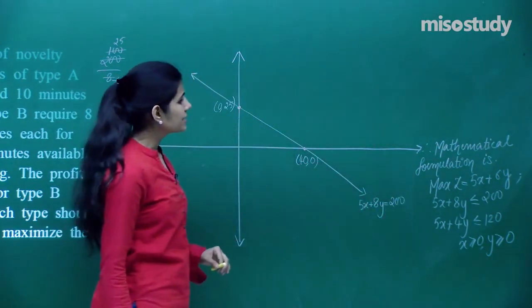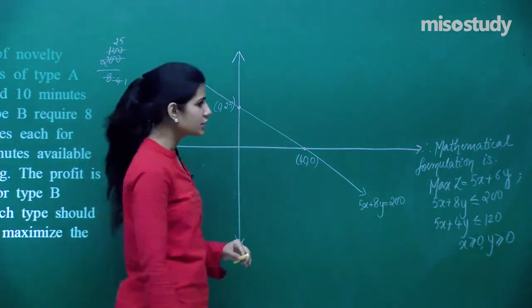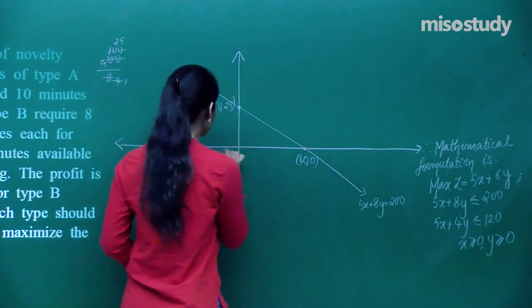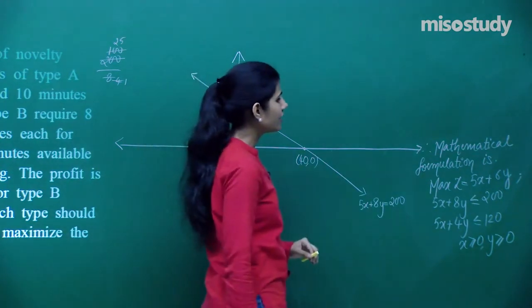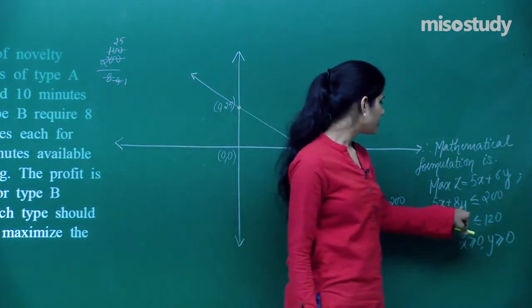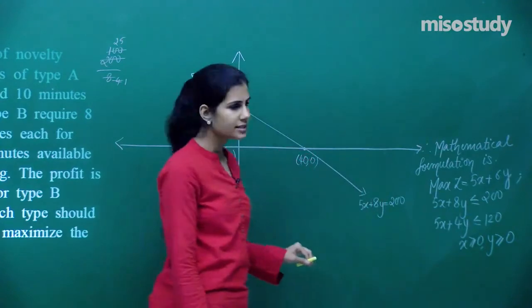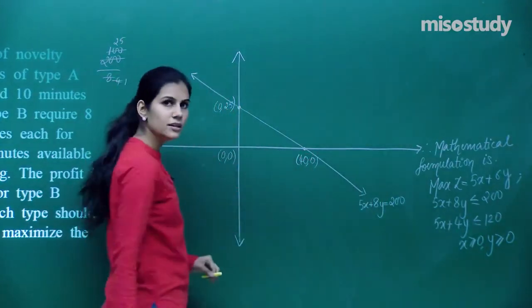Then you have 5x plus 4y less than or equal to 120. First of all, let's decode the region represented by 5x plus 8y less than or equal to 200. If you put x equals 0, y equals 0, 0 plus 0 is less than 200. So this side of the line would be the region.